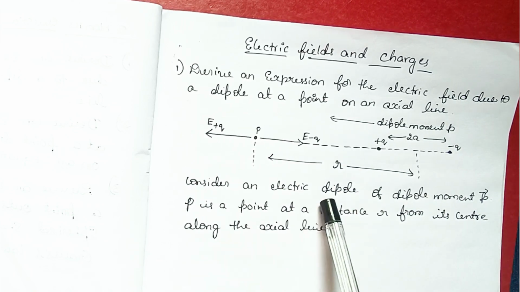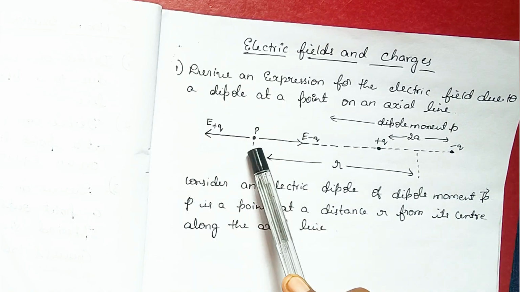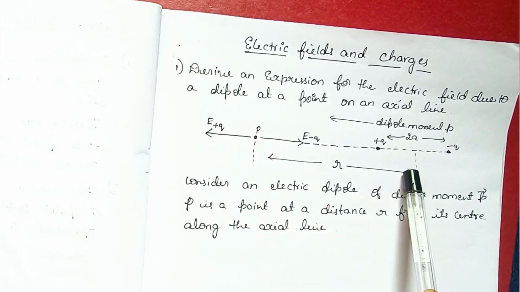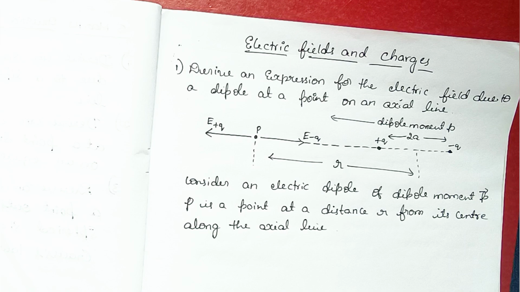First we have to consider an electric dipole of dipole moment P, and P be a point at a distance r from the center along the axial line. This is the explanation for the diagram.